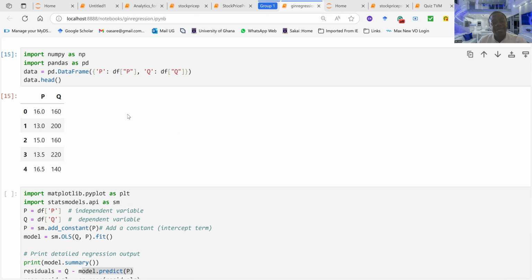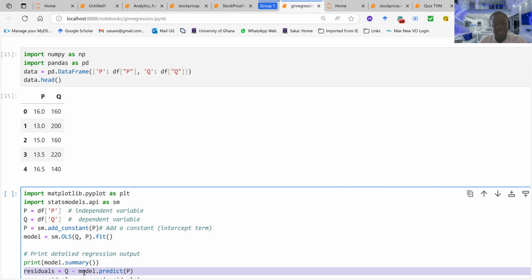Okay. The Y, so in this case, the Q minus the Q cap will be the residuals. So you can see that this residual has been created down here. Residual is Q minus the model that you have estimated, the predicted Q. So that will create a residual.